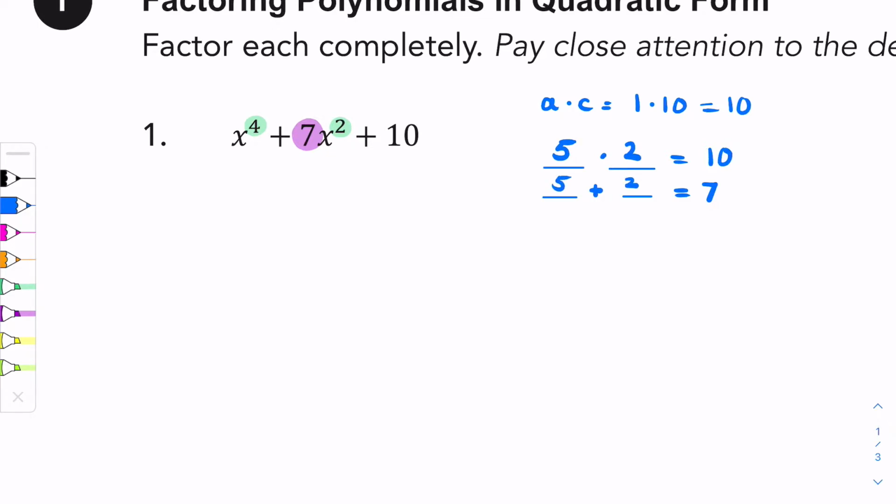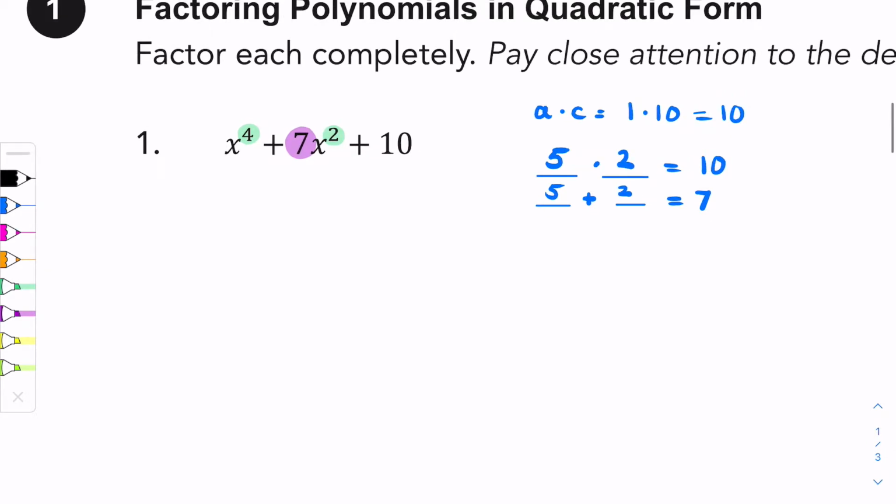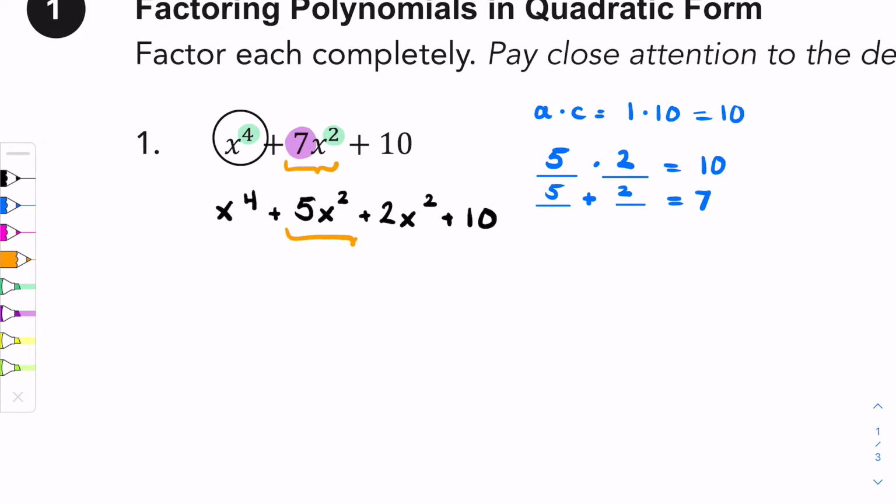So pay close attention to your exponents and rewrite your function. We're starting with x to the 4th. So when I rewrite this, I have x to the 4th plus 5x squared plus 2x squared plus 10. So this middle term is the same as these 2 terms there. Just be very, very careful. I can't stress it enough. Just check your exponents. Make sure they match all the way through the problem. Yes, we're using the same exact process that we've already used, but you have to check to make sure you're doing it right. You group your first 2 terms. You group your second 2 terms.